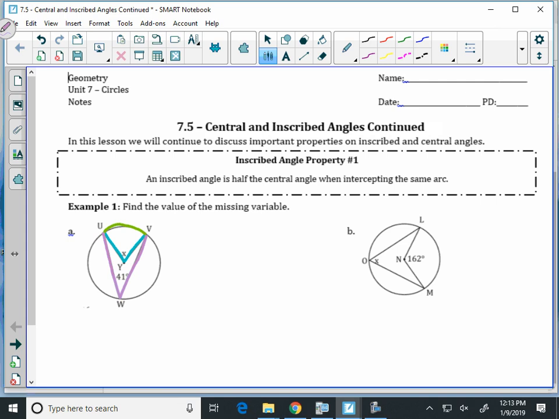And what kind of angle is this purple angle? Is it central or inscribed? Inscribed. Why is it inscribed? Because it's on the edge. The vertex is on the edge. Well, what do we have to do?